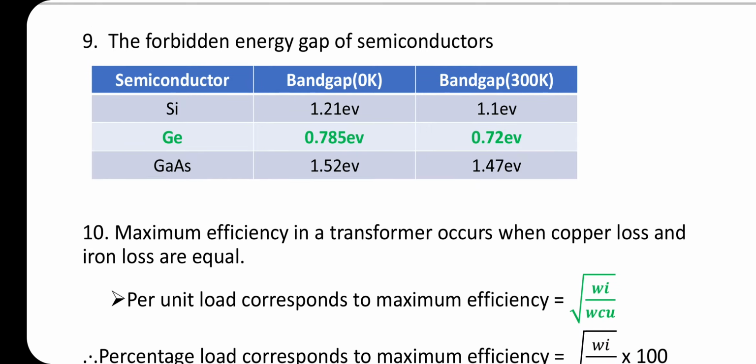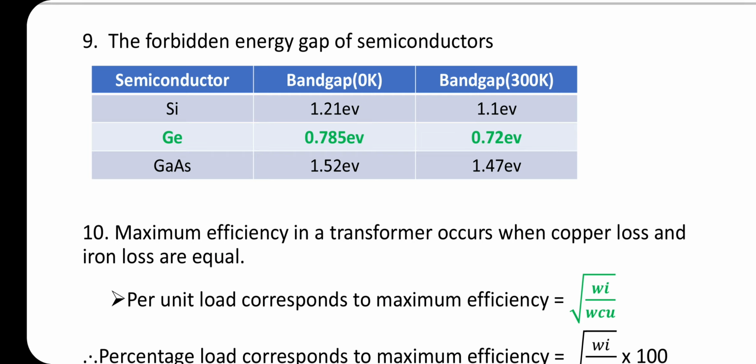The forbidden energy gap of semiconductors. For silicon, band gap at 0 Kelvin is 1.21 electron volt and at 300 Kelvin is 1.1 electron volt. For germanium, band gap at 0 Kelvin is 0.785 electron volt and at 300 Kelvin it is 0.72 electron volt. For gallium arsenide, band gap at 0 Kelvin is 1.52 electron volt and at 300 Kelvin it is 1.47 electron volt.